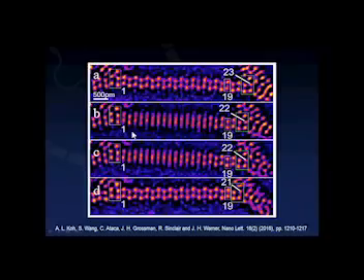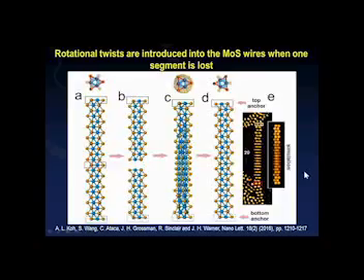And if we denote the segment on the left as number one, which is what we would term maybe our anchoring segment, we see that the wire actually loses segments over time. And when one segment is lost in the middle, two opposing segments will have identical orientation, and so rotational twists are introduced into the MoS wires.